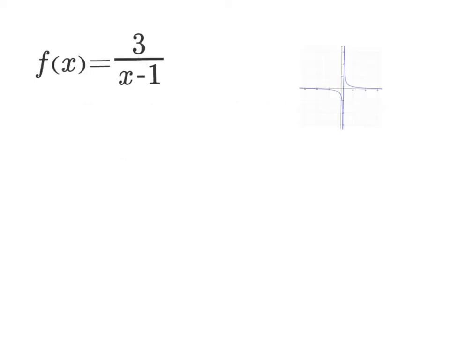Today we're looking at horizontal asymptotes of rational functions. So there are three cases when it comes to horizontal asymptotes. So we're going to look at three different functions that illustrate those three cases.